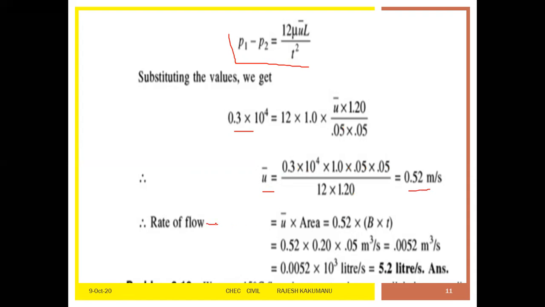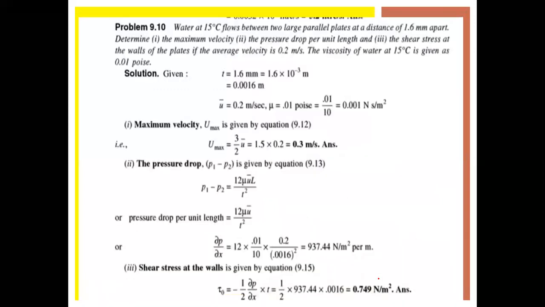Now the rate of flow. What is the rate of flow? The rate of flow Q is equal to area into average velocity. Therefore, 0.05 into B into T, where B is the width and T is the thickness. Substituting these values, finally we are getting 5.2 liters per second. So, that is the discharge, the rate of flow Q value. Next.